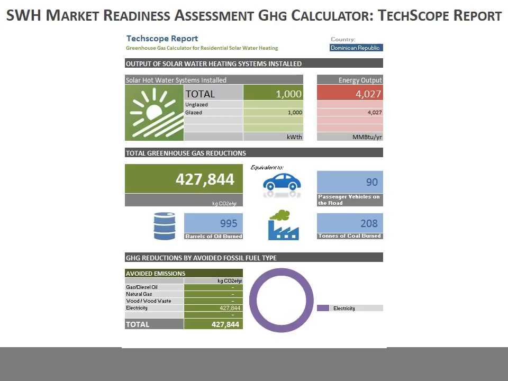The information provided includes the output of solar water heating systems installed, the total greenhouse gas reductions in kilograms of CO2 equivalent per year, and in the form of useful equivalencies such as passenger vehicles on the road, barrels as well as the greenhouse gas reductions avoided by each fossil fuel type. The report is designed to serve as a printable or publishable summary document of the data, already formatted to be printed on letter or A4-sized paper.